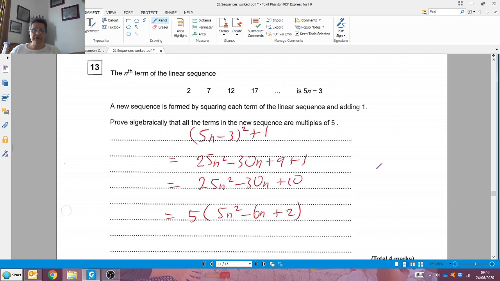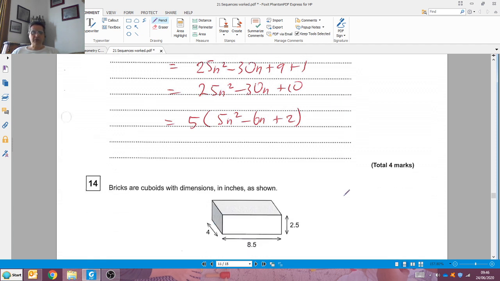But it's worth it for you if you can't see it in your head. So anyway, 5n minus 3 squared is that, and don't forget to add the 1. And that simplifies to 10, factor out of 5. You've now proven algebraically that everything in the new sequence is a multiple of 5. Is that right? It's 5 of this quadratic sequence. And that's beautiful. 4 marks, well deserved.